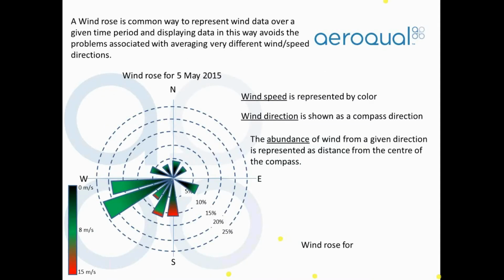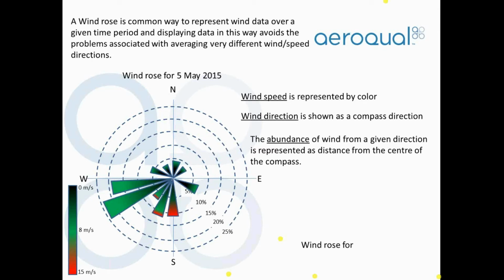But what about actually presenting concentration data? I'll mention first of all a windrose. A windrose is a really very common way of presenting wind speed and direction data. Windroses are typically presented as a compass image with a north, east, south and west, and the intensity of the wind is often given by colour, and the abundance of wind from a particular direction is usually given by the distance from the centre.